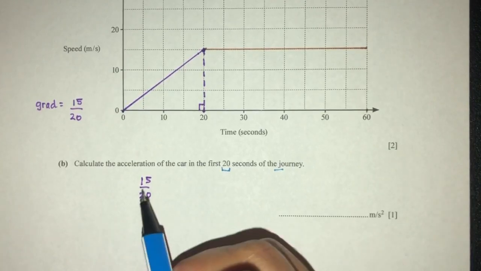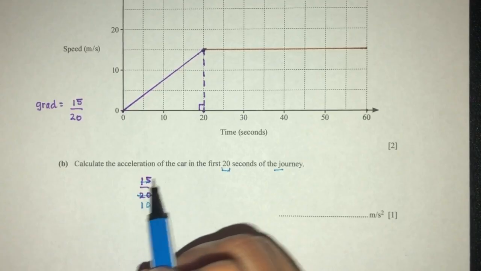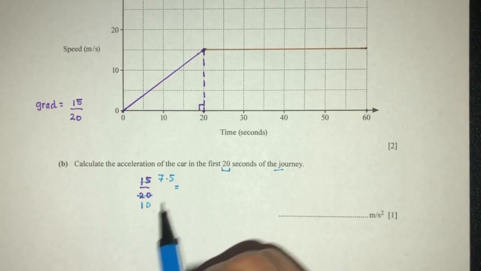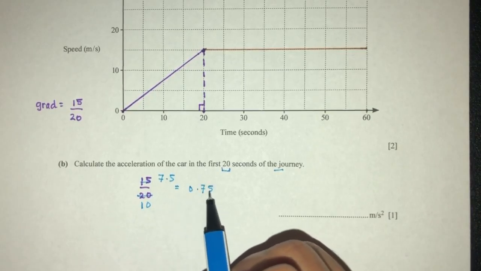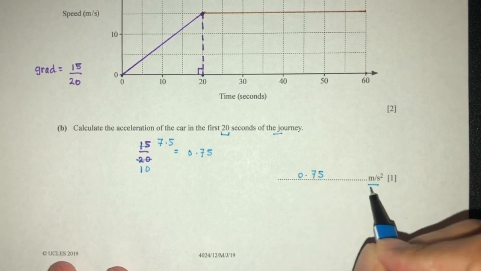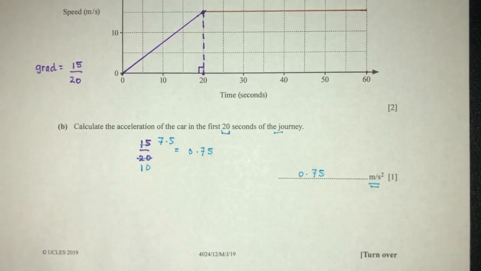So your answer will be 15 divided by 20. Now we can definitely simplify this. For example, I can divide by 2. That will be 10, that will be 7.5. And divide by 10, that will be 0.75. So your answer will be 0.75 meters per second squared for the acceleration. That will be your question number 9.